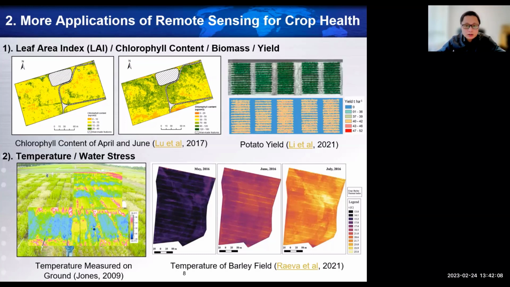Some hot spots, these areas have higher temperature. So there must be reasons for the higher temperature, maybe water stress, maybe disease. The farmers can go to that spot and double check what happens there, and then decide what kind of treatment they can do to deal with such different temperature. So that's the water stress.